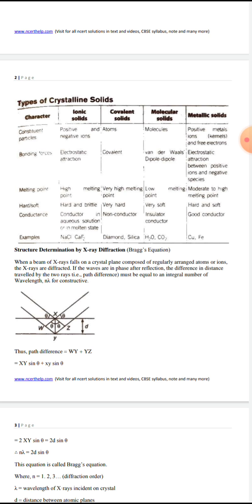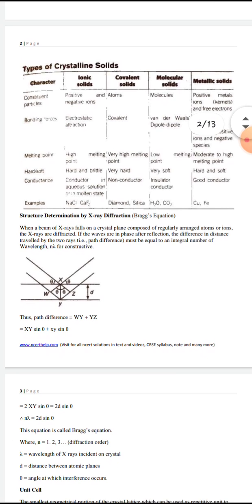Next is hardness, hard or soft. Ionic solids are hard and brittle, covalent solids are very hard, and molecular solids are very soft, and metallic solids are both hard and soft. Next is conductivity. Ionic solids conduct in aqueous solution, covalent solids are very hard non-conductors, molecular solids are very soft insulators, and metallic solids are hard or soft and good conductors.